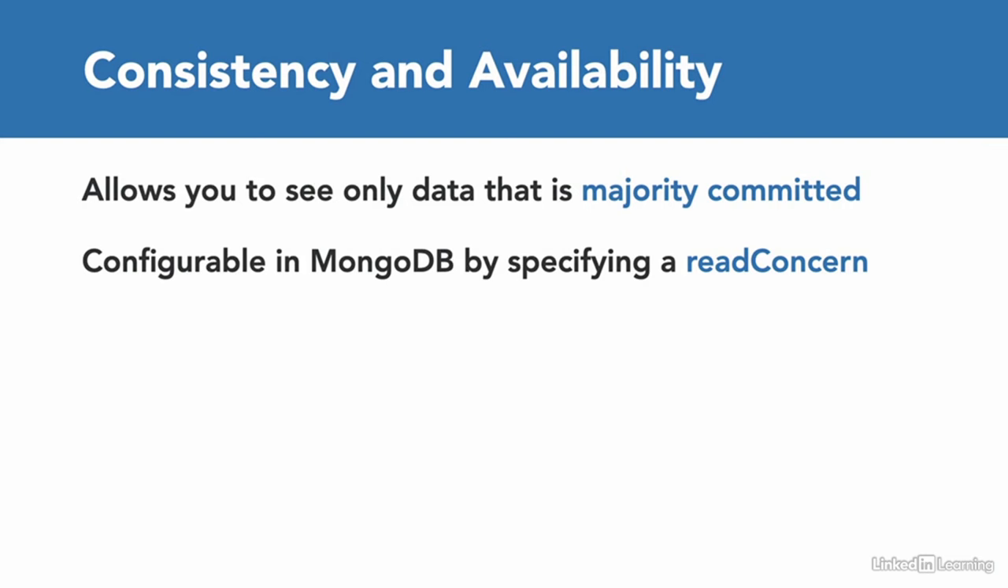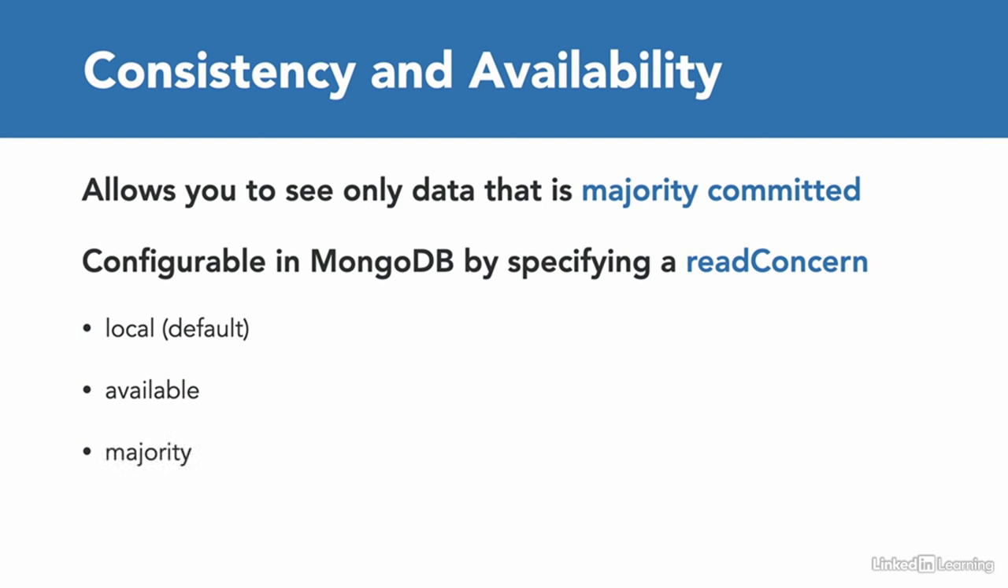There are multiple options that the read concern can be. It can be local, which is the default and returns the most recent data available on the MongoDB that you are connected to. So that has absolutely no regard for whether the data is majority committed or not. Then you've got available, which is the same as local, but used for sharded clusters, something that we are not covering in the MongoDB Essentials course.